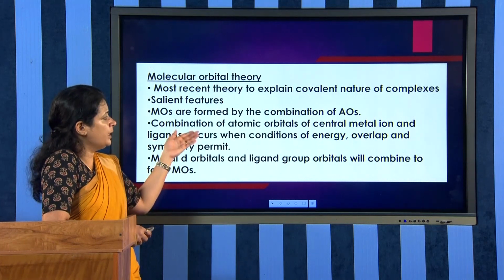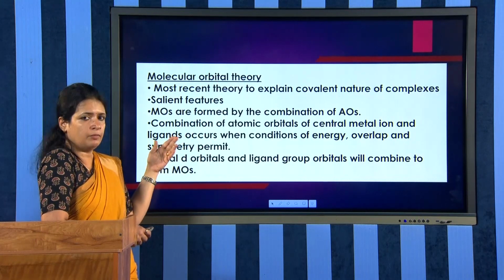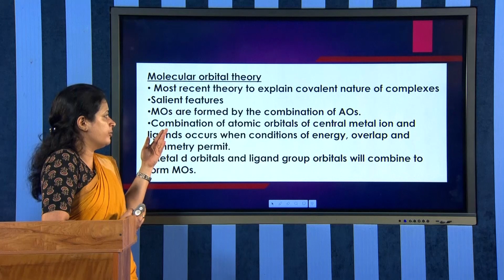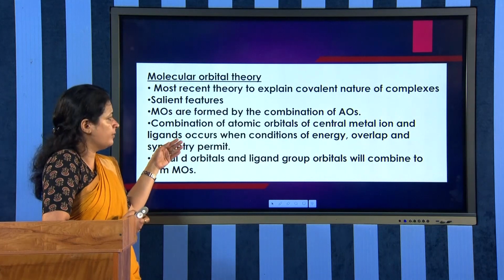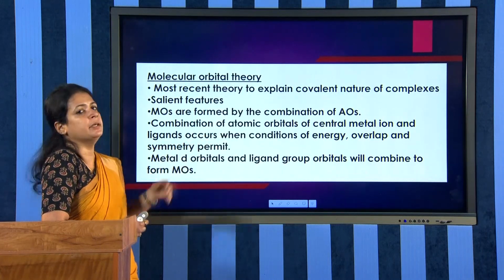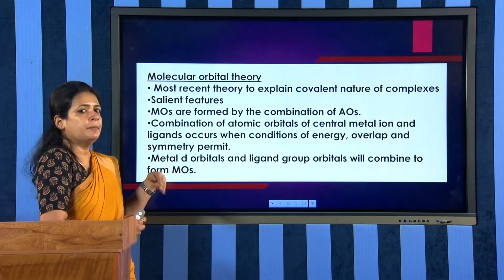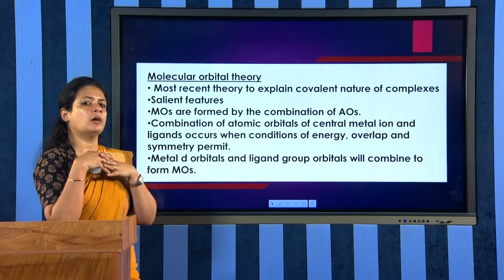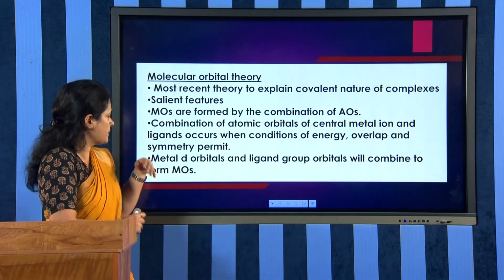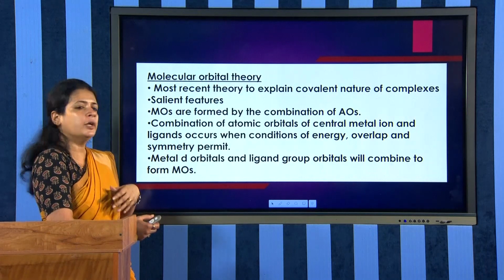And now the combination of atomic orbitals of the central metal ion and ligands occurs when, what are the conditions for the overlap of atomic orbitals of the central metal ion and the ligands? They combine when conditions of energy, overlap and symmetry permit. And when these conditions are matched, these atomic orbitals will combine to form the molecular orbitals. And now the metal d orbitals and ligand group orbitals will combine to form molecular orbitals.